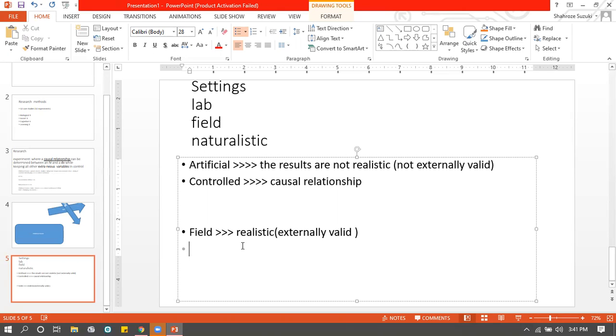So my results can be impacted by many different factors which I cannot control. So the results that I get, or the experiment, will not give me a causal relationship. That's a bad point, but it is going to be realistic.